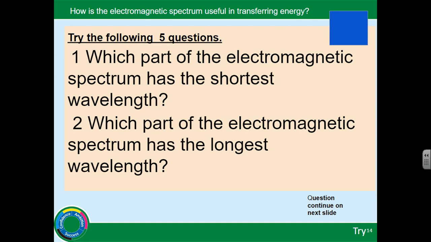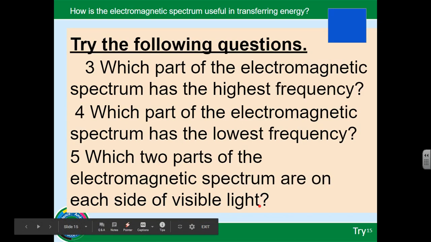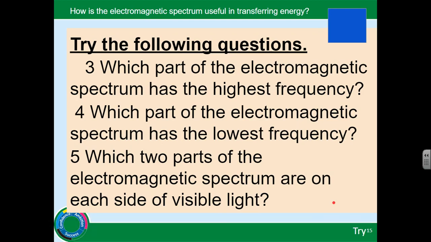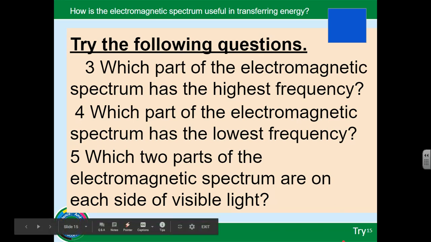Number one, which part of the electromagnetic spectrum has the shortest wavelength? Number two, which part of the electromagnetic spectrum has the longest wavelength? Okay, try the following questions again. So this is the other three. Number three, which part of the electromagnetic spectrum has the highest frequency? Number four, which part of the electromagnetic spectrum has the lowest frequency? And number five, which two parts of the electromagnetic spectrum are on each side of visible light?